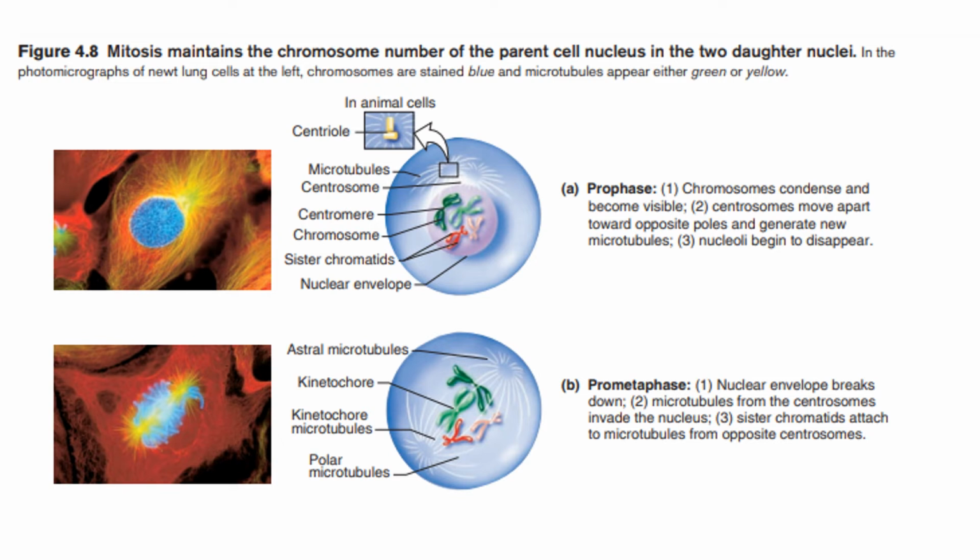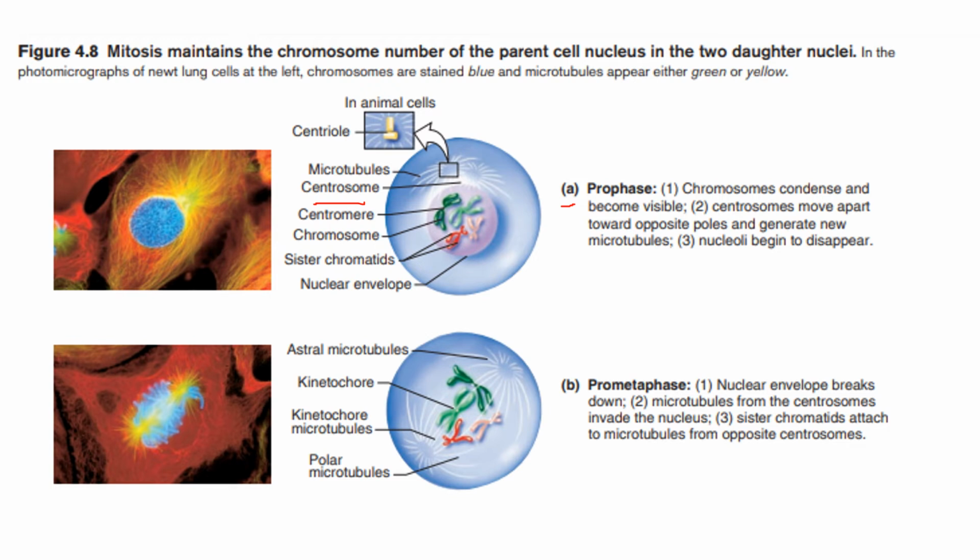This figure shows that mitosis maintains the chromosome number of the parent cell nucleus in the 2 daughter nuclei. In the photomicrographs of newt lung cells at the left, chromosomes are stained blue and microtubules appear either green or yellow. So we will have a discussion on the different phases of mitosis. Let's start with the first stage, which is prophase. The chromosomes condense and become visible. The centrosomes move apart toward opposite poles and generate new microtubules, and the nuclei begin to disappear.